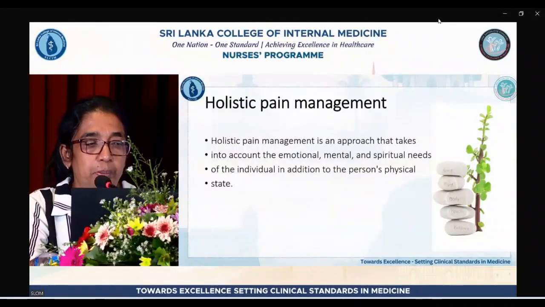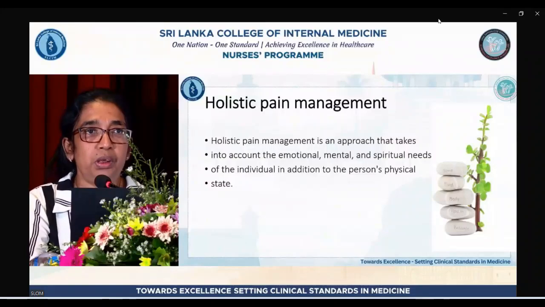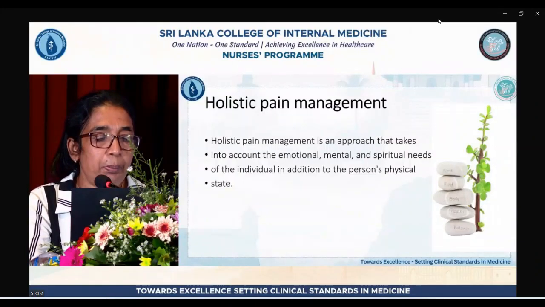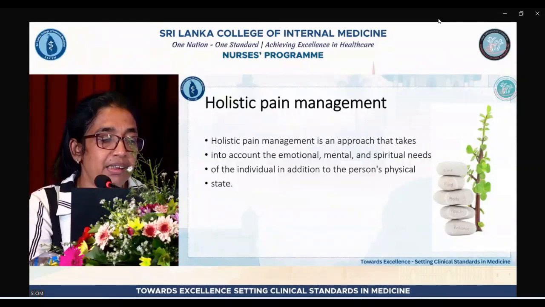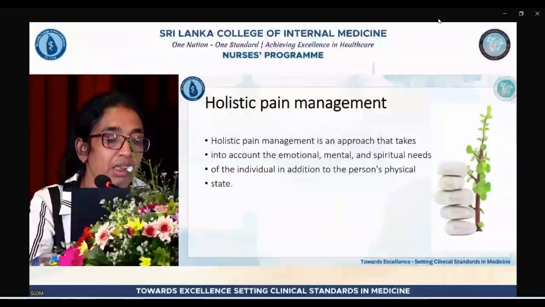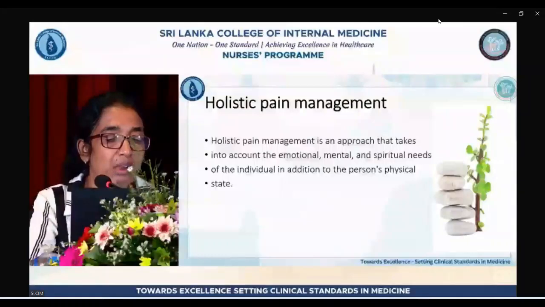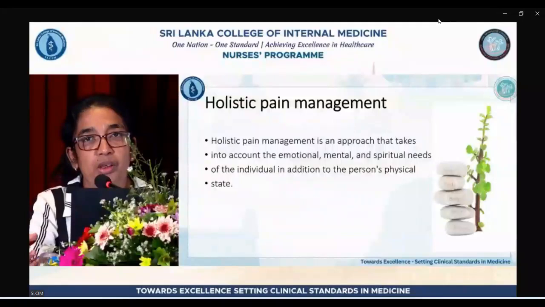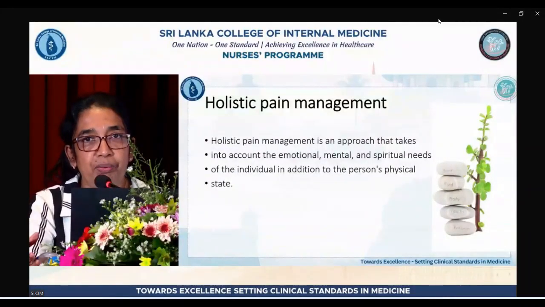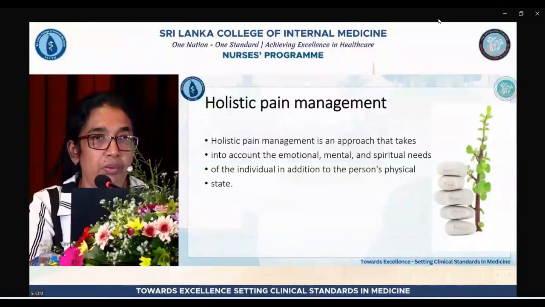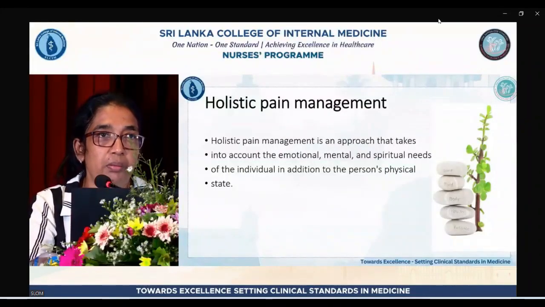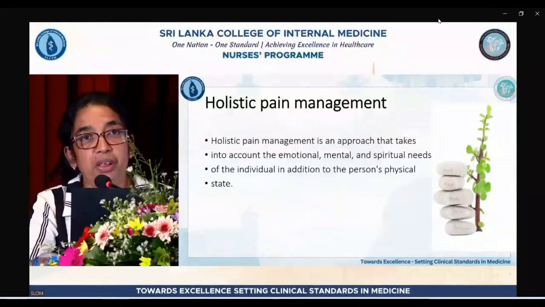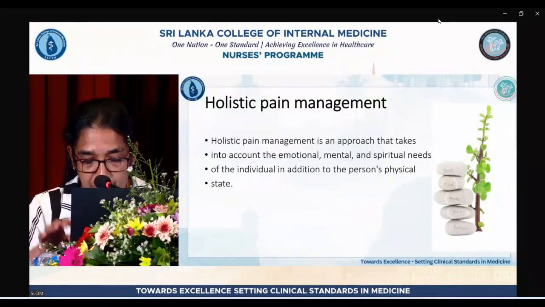What is holistic approach? It is the total pain assessment, or holistic pain management is defined as an approach that takes into account the emotional, mental, spiritual needs of the individual in addition to the person's physical state. So in holistic or total pain assessment, if you take the whole person, we have to consider the emotional or mental state and the spiritual needs of the patient.